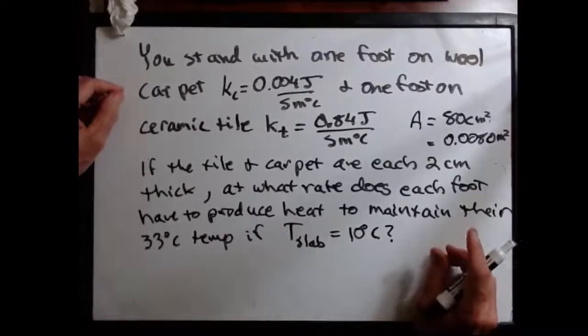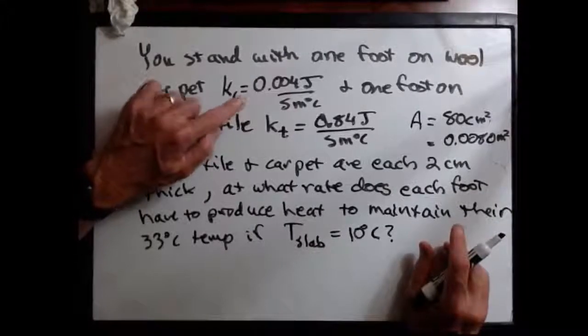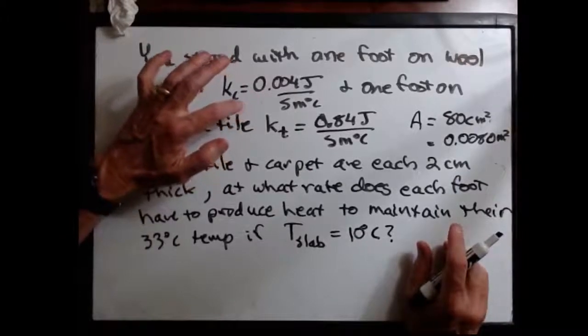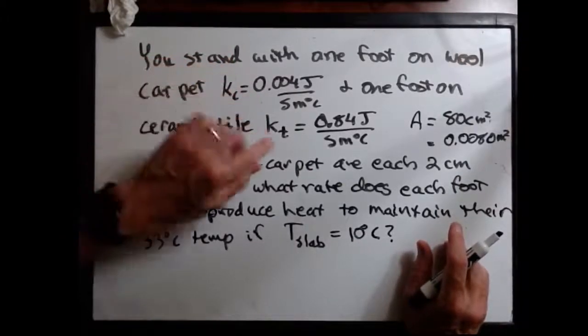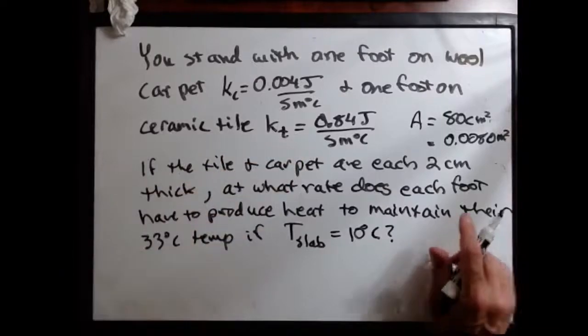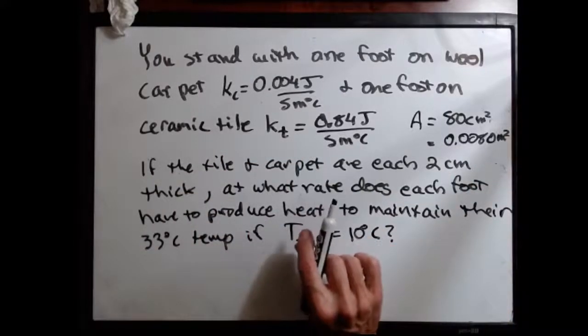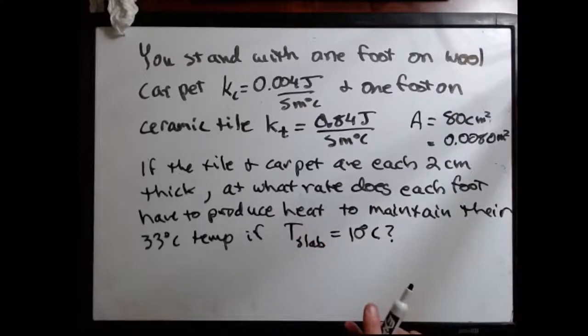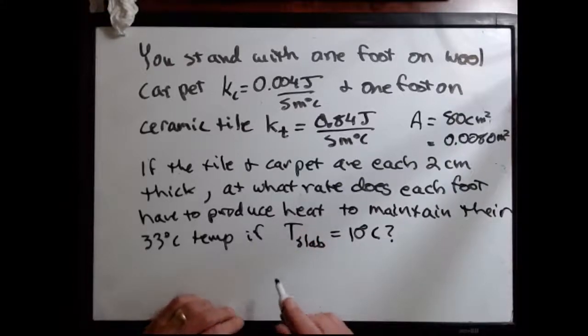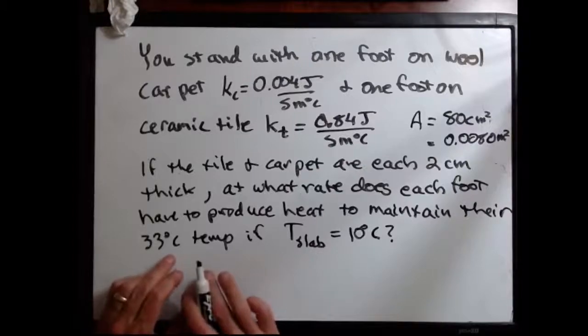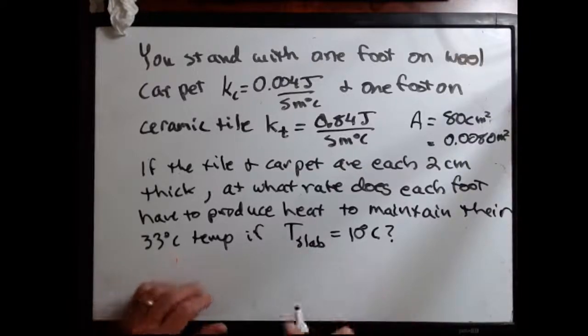So you stand with 1 foot on wool carpet, which has a thermal conductivity of 0.004 joules per second meter degree C, and 1 foot on ceramic tile, which has this thermal conductivity. The area of each foot is that. If the tile and carpet are each 2 centimeters thick, at what rate does each foot have to produce heat to maintain its 33 degrees C temperature, that is the temperature of the foot, if the slab is at 10 degrees C?